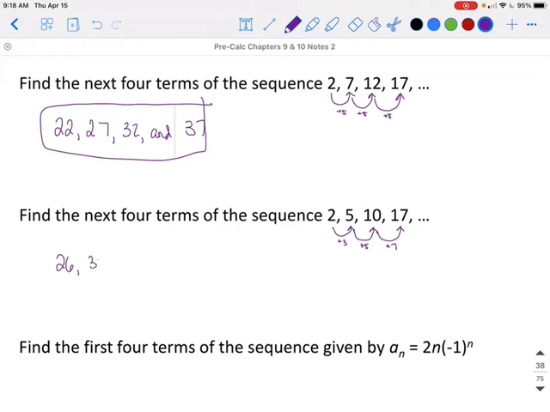After that, we should add 11, which will get us to 37. Next, we'll add 13, which will give us 50. And then if we add 15, we will get to 65 for the next 4 terms.